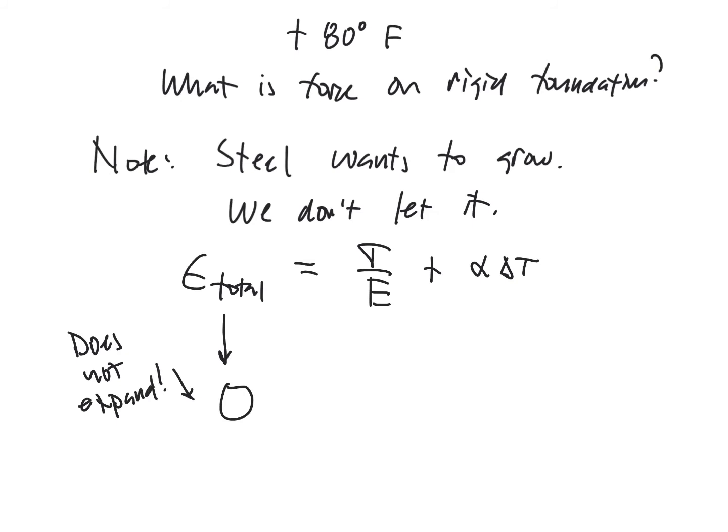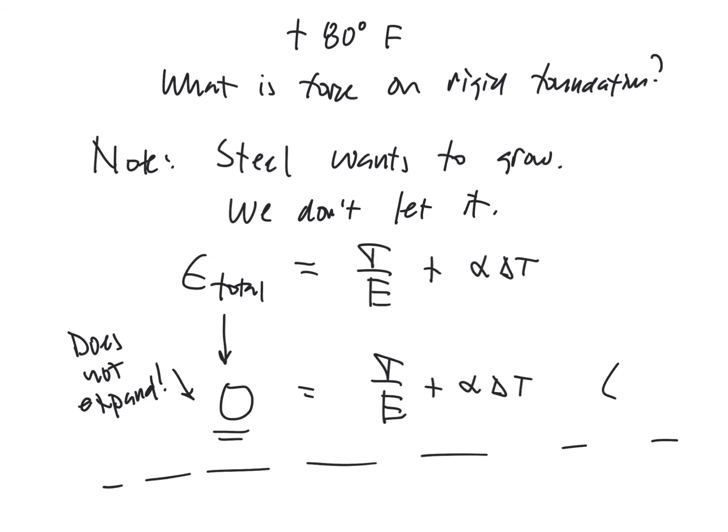And this isn't a trick problem, but that is a crucial issue. And so that is a very, very key observation, that it wants to grow, but it can't. Therefore, the total strain is 0. And that's going to then be equal to sigma divided by E plus alpha times delta T. And that also is just in time to have us end part C of this lecture.